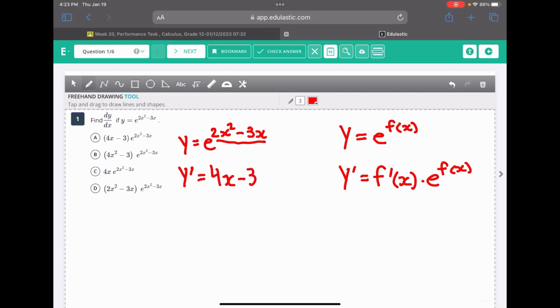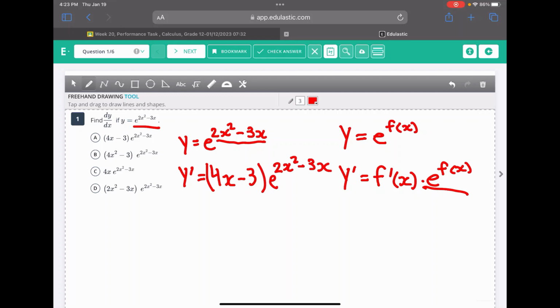And since this has a lot of components, there's a 4x and then a minus 3, it's not just one number. We're going to put this in brackets, and then we're going to multiply, as we said over here, by the original function. And the original function is just this whole thing. So it's going to be e to the power of 2x² minus 3x. And that is our answer.